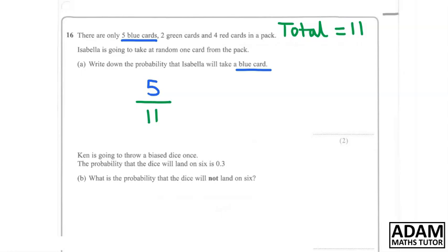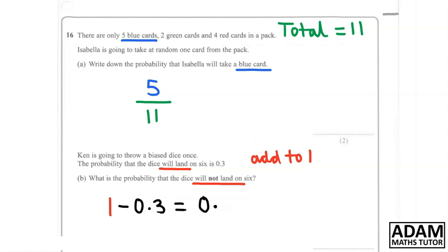Ken is going to throw a biased dice once. The probability that the dice will land on 6 is 0.3. Write down the probability that it will not land on a 6. So the probability it will land on a 6 and the probability that it will not land on a 6 will add to give you a probability of 1. So I can just do 1, take away the probability that it will land on a 6, and that will leave me with the probability that it won't, which is 0.7.